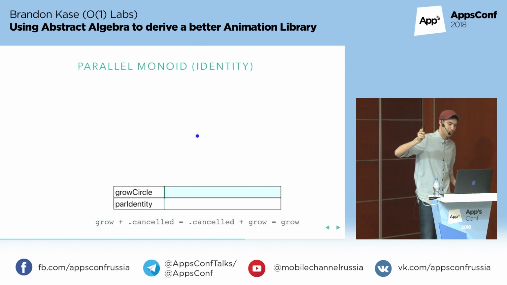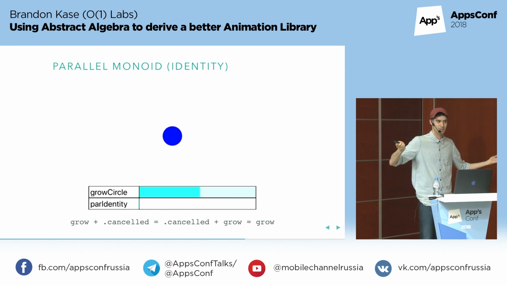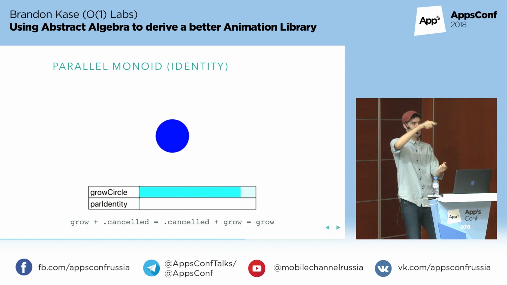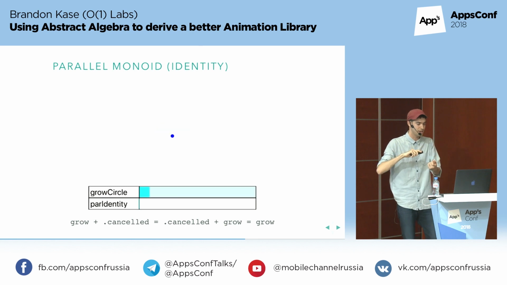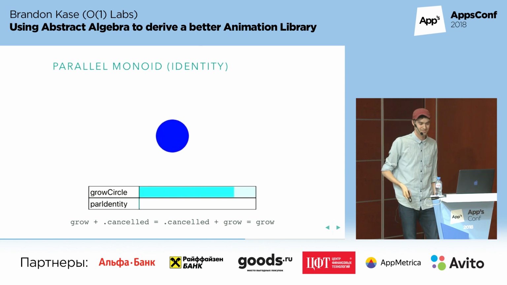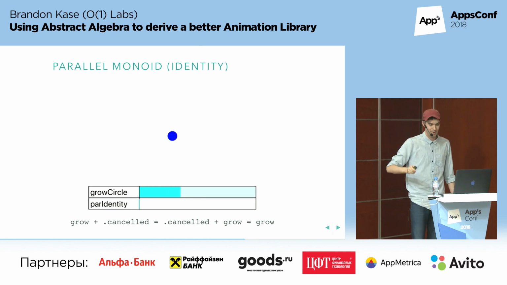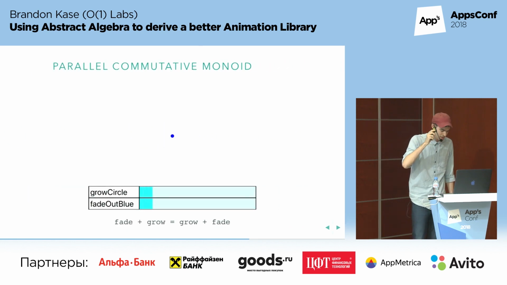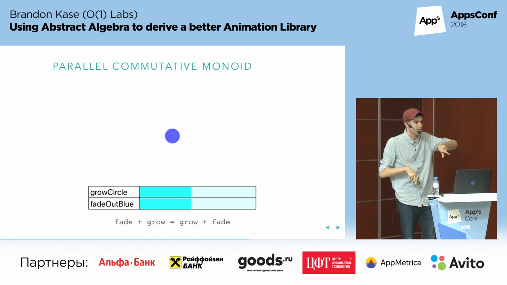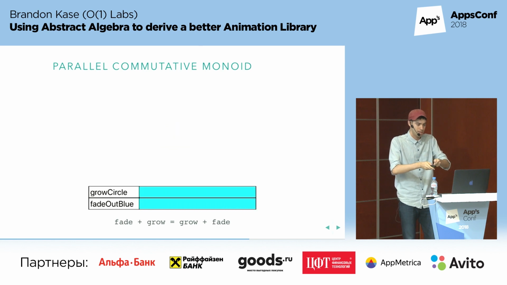All right. Again, we can ask, what is an identity? Well, we already have this canceled animation. I think that makes a good parallel identity, don't you? If we have any animation and we run it at the same time as a canceled animation, then we just see the thing that wasn't canceled, right? Yeah, I think that makes sense. So parallel composition forms a monoid. Great. Now we can ask, does it commute? This is something that sequence doesn't have. But if we run fade and grow at the same time, is that the same as growing and fading at the same time? And I say, yeah, the order doesn't matter when you're running things at the same time.